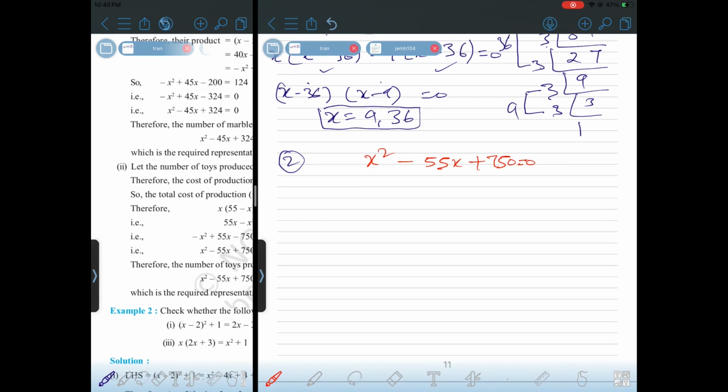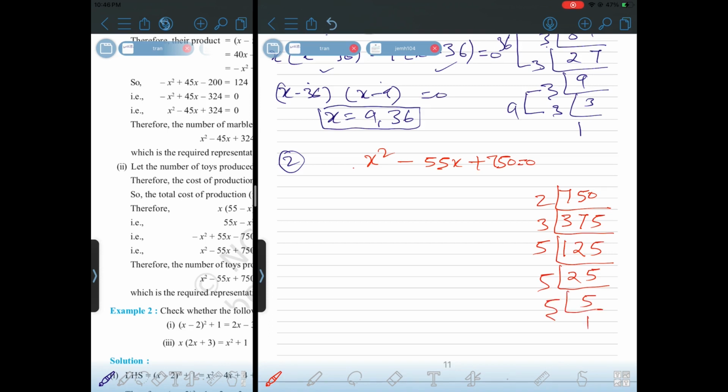So what we will do? Same way, there are no changes, right? First of all, find the factors of 750 because the coefficient of x square is 1. So 1 into 750 is 750. So start with 2: 2 threes are 6, 2 sevens are 14, and 2 fives are 10. Then do it with 3: 3 ones are 3, 3 twos are 6, and 3 fives are 15. Now you have to try with 5: 5 twos are 10, 5 fives are 25, then 5 fives are 25 and 5 ones are 5.